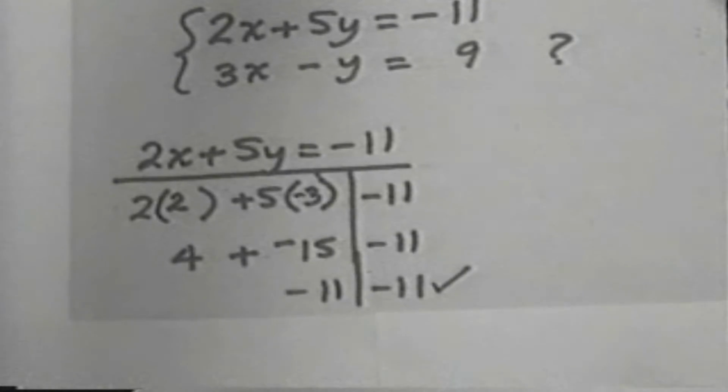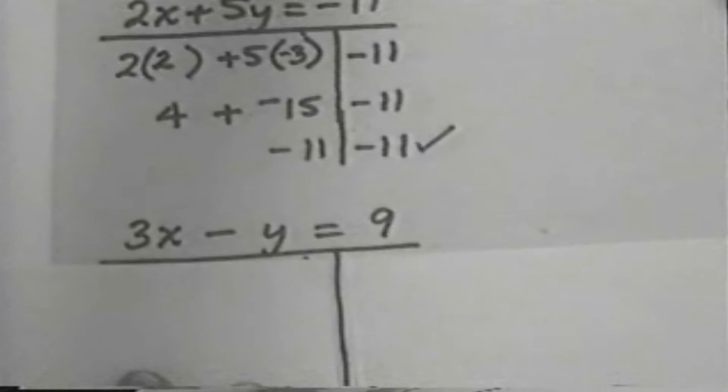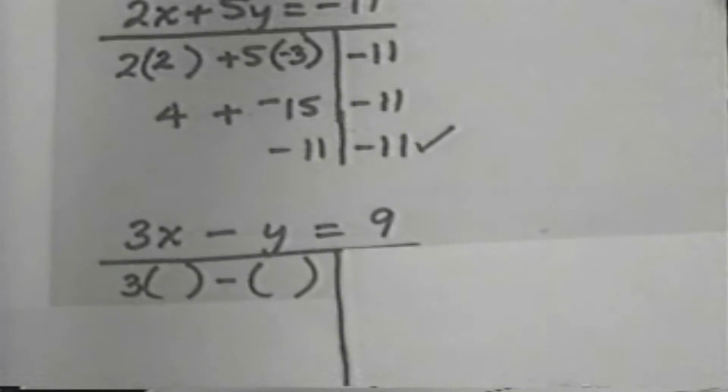We must still check the ordered pair in the second equation, so let's do that one now. We'll copy down 3x subtract y equals 9. Set up our T format for checking. And we're going to fill in the x number and the y number for x and for y. So on the left we have 3 times the x number, subtract the y number. On the right we have just 9.